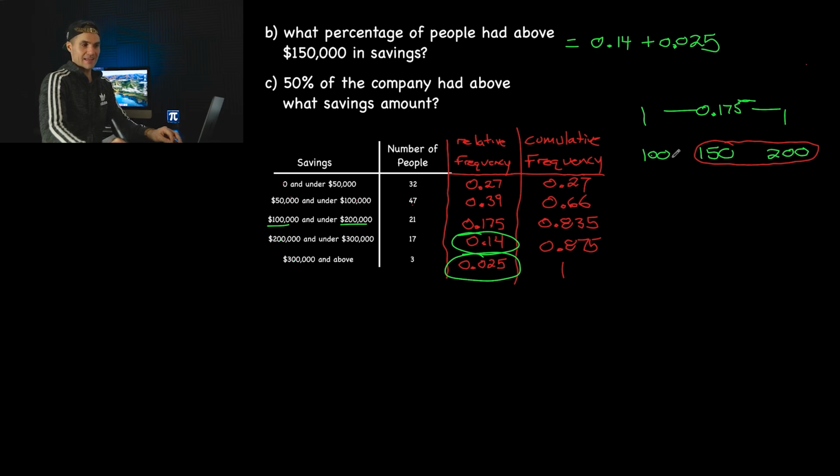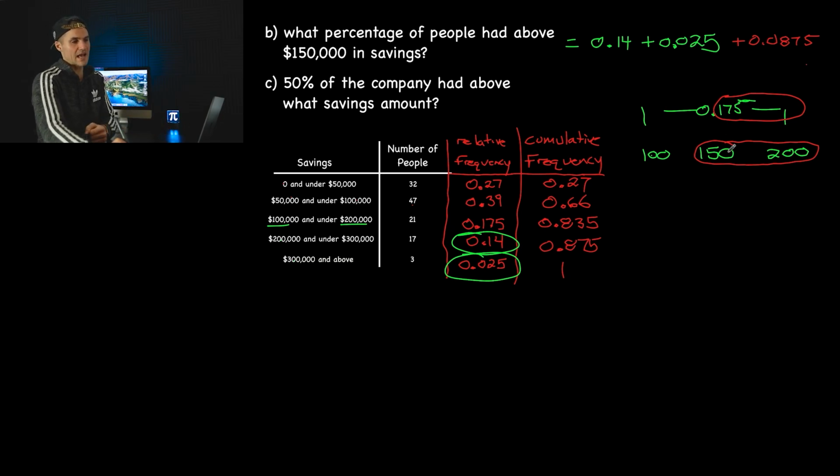And notice that that is half, right? That's exactly half right here. And so we only want half right here of the 0.175. And 0.175 divided by 2 would give us 0.0875, right? If we're going to interpolate it.